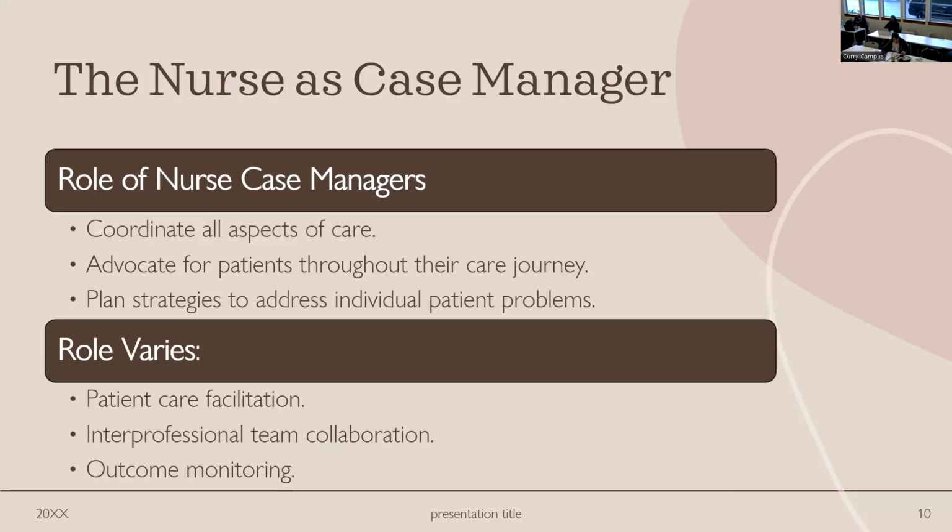Interprofessional team collaboration, which is probably one of the bigger things. Collaborating with social workers, physical therapists, physicians to create a discharge plan for the patient needing rehab and home modifications. And outcome monitoring. An example would be tracking a heart failure patient's weight, med adherence, and symptoms to hopefully prevent readmission to the hospital.